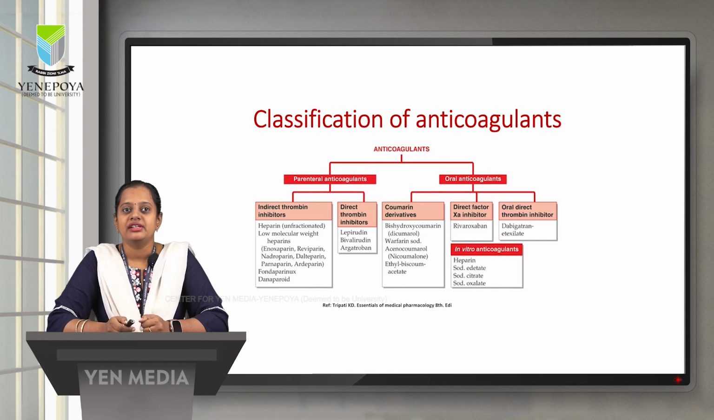So parenteral anticoagulants are subclassified into indirect thrombin inhibitors and direct thrombin inhibitors. Indirect thrombin inhibitors include heparin. And coming to oral anticoagulants, this is what we will be learning today. They are again subclassified into coumarin derivatives, direct factor Xa inhibitors and oral direct thrombin inhibitors. Among these, the coumarin derivatives are more significant and used more nowadays, and warfarin is included among the coumarin derivatives.